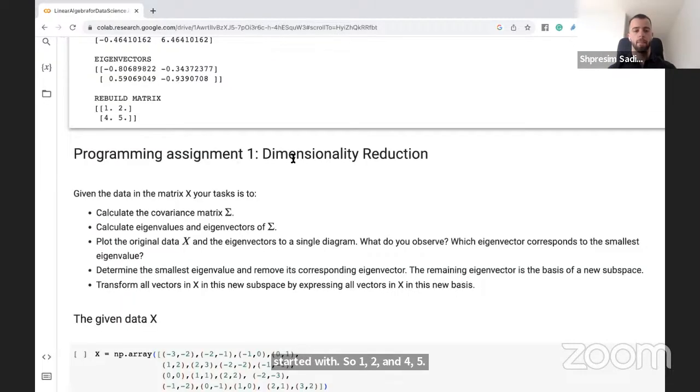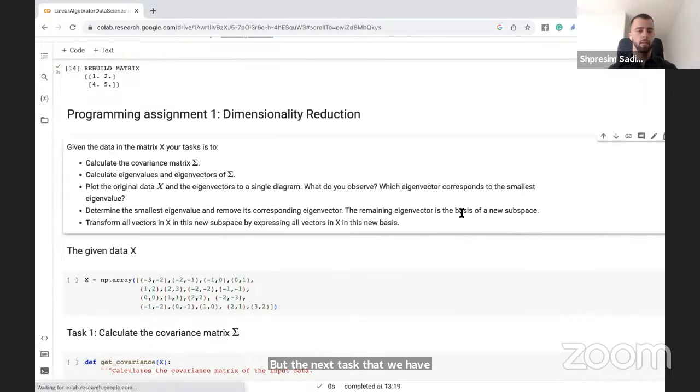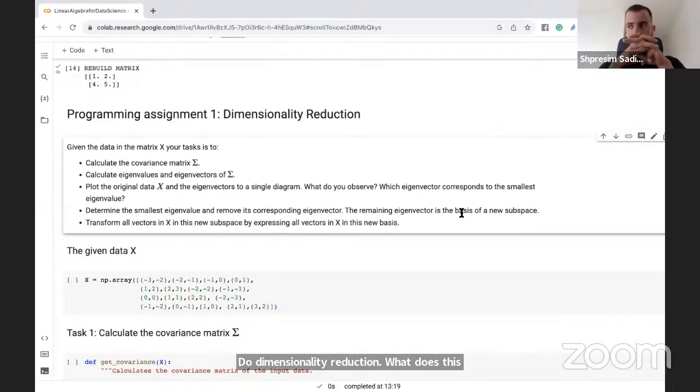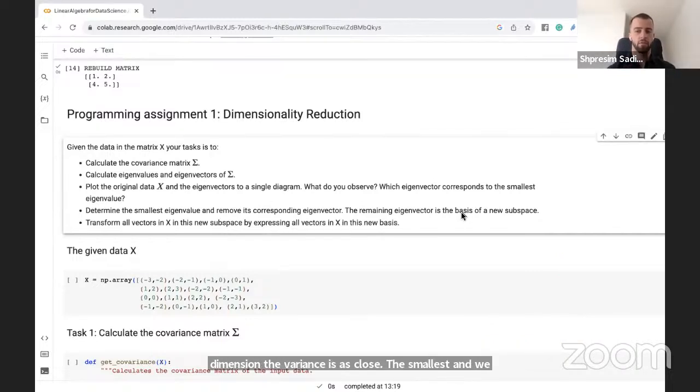All right, so the next task that we have is to do dimensionality reduction. What does this mean? What we saw from the lectures is that sometimes even though the data might be in some three-dimensional space, actually they are lying in some 2D subspace of that bigger space. So then in that space, it makes sense that we can remove one dimension. And the way that we do this is by doing dimensionality reduction. We see in which direction, on which dimension the variance is the smallest, and we can remove that direction and we don't work with that anymore.